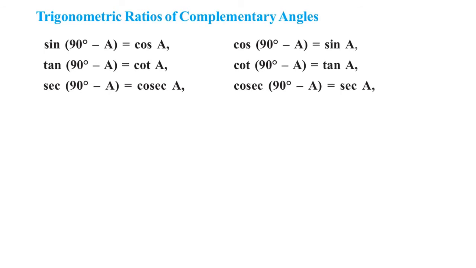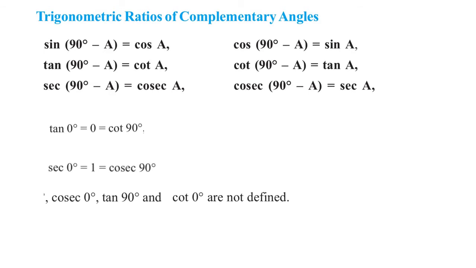But just before we proceed solving the problems, let us also recollect tan 0 degrees is equal to 0 and cot 90 is also equal to 0. Secant 0 is 1 and cosecant 90 is 1. And cosecant 0, tan 90 and cot 0 are all not defined. So, keep these ratios also in mind before we go on to solve the problems.